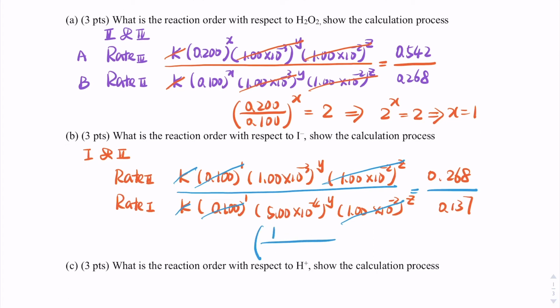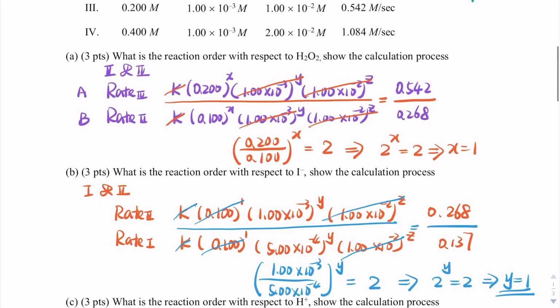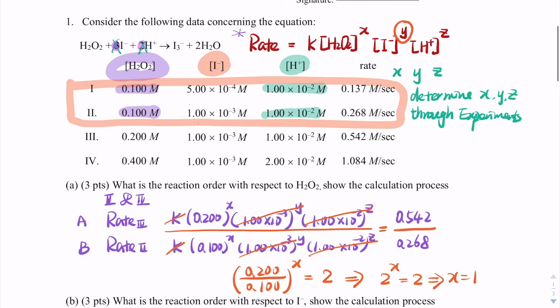So then you have 1 times 10 to the power negative 3, and on the denominator you have 5 times 10 to the power negative 4, to the power of y, equals about 2. In this case you can round if the values are very close to a whole number. And then on the left side you also have 2 to the power of y equals 2. Then y just equals 1. So then you figure out the second one. And then let's use the same logic to figure out the last piece.